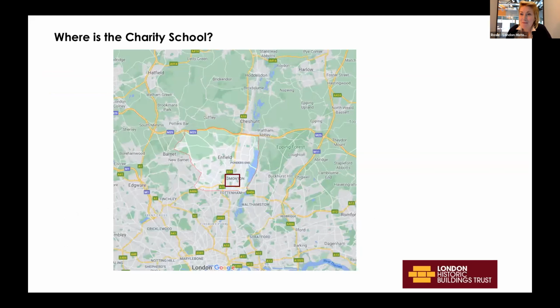So where is our school? It's in Edmonton, which is in the North London borough of Enfield, down here in the southeast corner of the borough. It is the most deprived ward in Enfield, and it's within the top 10 deprived boroughs in all of England.